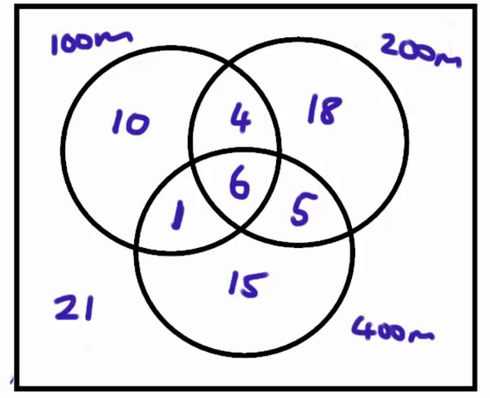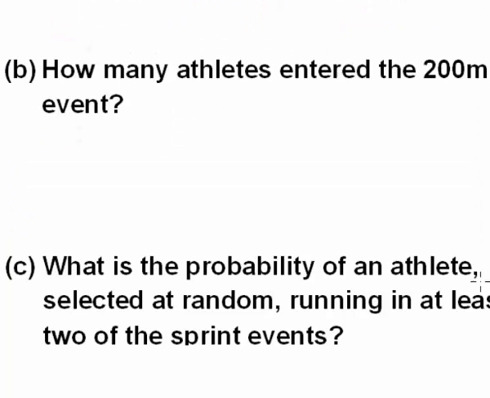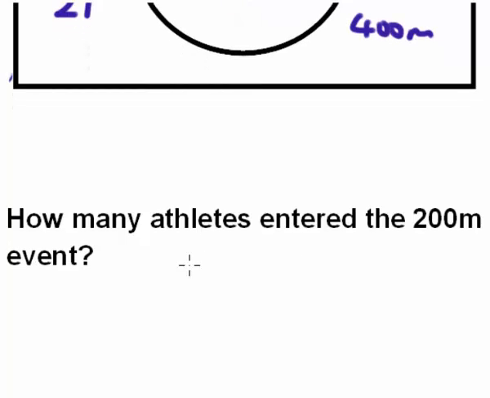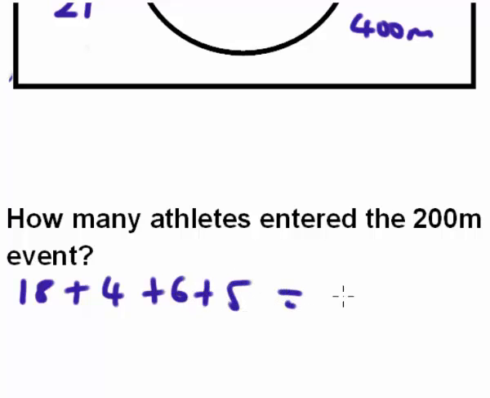Okay, now let's have a look at some questions that follow. How many athletes entered the 200 meter event? Well, that's the sum of all of those numbers. It would be simply the 18 plus the 4 plus the 6 plus the 5, which gives you a total of 33 athletes that entered the 200.